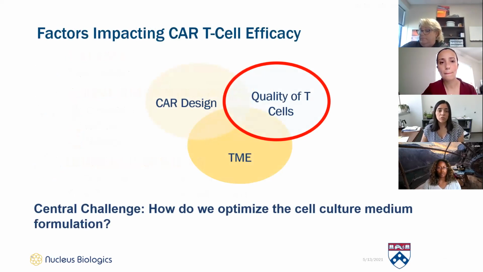So just to recap from the last webinar, I mentioned that there are multiple factors that impact the efficacy of CAR T cells. It could be CAR design or the factors in the tumor microenvironment, but one of the factors that we have full control over is the quality of CAR T cells. And obviously, this is influenced by the fuel that we provide for these CAR T cells. Next slide, please.